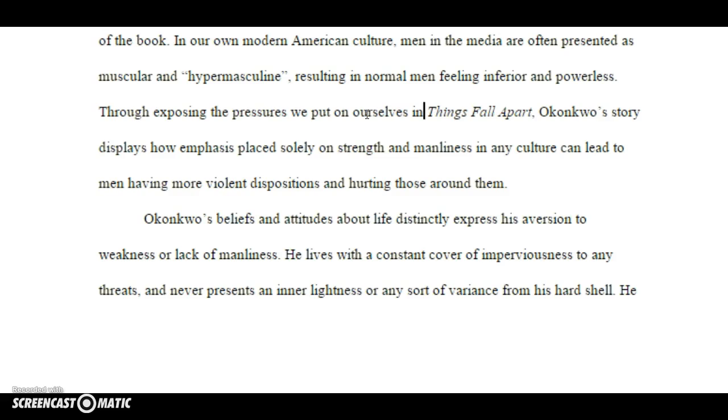Now, for every change, consider its effects on the rest of the sentence. Here, for example, when we added exposing, we have to wonder whether it's Okonkwo's story that's exposing, or whether Achebe himself must make a return to the thesis statement. I'll leave that one for you.